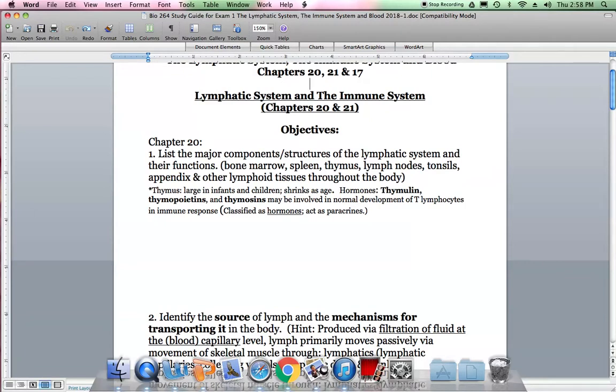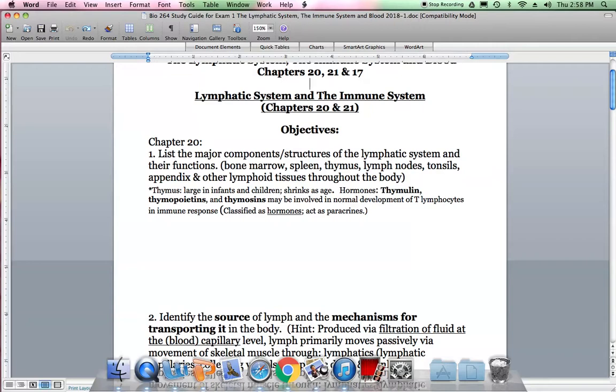You can find these functions going pretty much in order at the beginning of the PowerPoint script for chapter 20. I put a little note here that the thymus is actually quite large prenatally and in infants and children because, remember, T cells mature here. So of course that's part of the lymphatic system. T lymphocytes, remember, are the T cells, and it shrinks as we age.